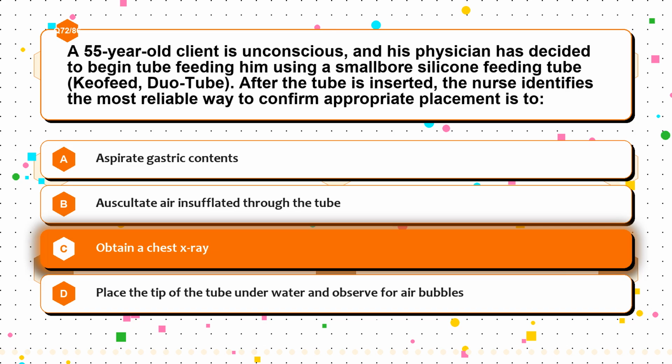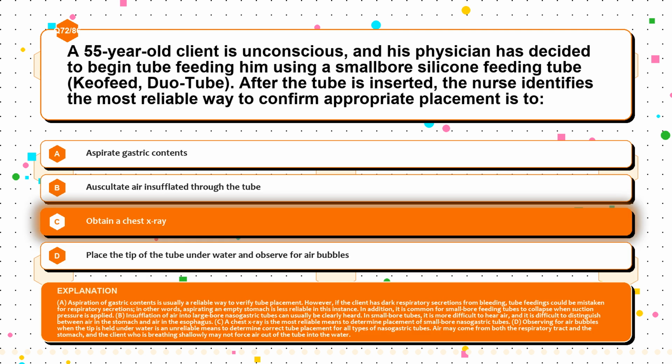The correct answer is option C. Obtain a chest X-ray. Aspiration of gastric contents is usually a reliable way to verify tube placement. However, if the client has dark respiratory secretions from bleeding, tube feedings could be mistaken for respiratory secretions. In other words, aspirating an empty stomach is less reliable in this instance. In addition, it is common for small-bore feeding tubes to collapse when suction pressure is applied.